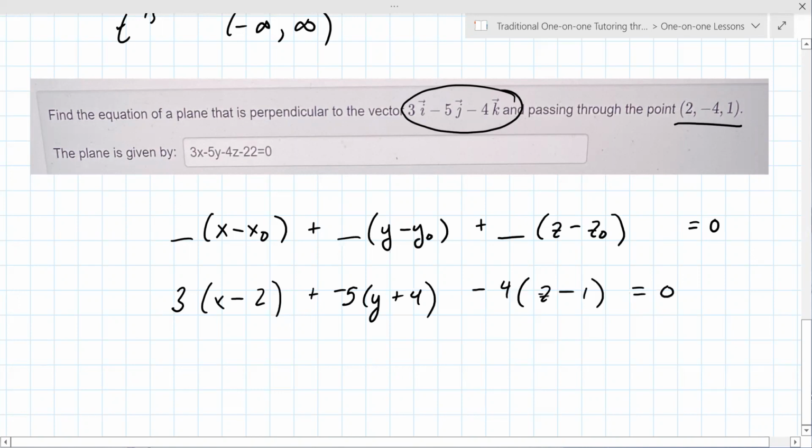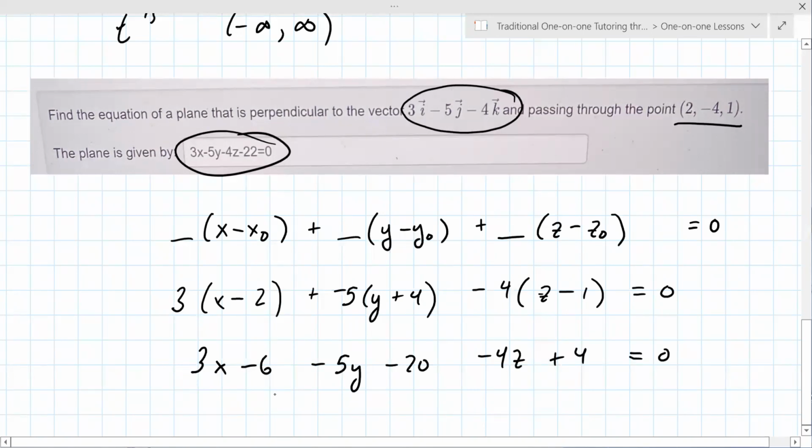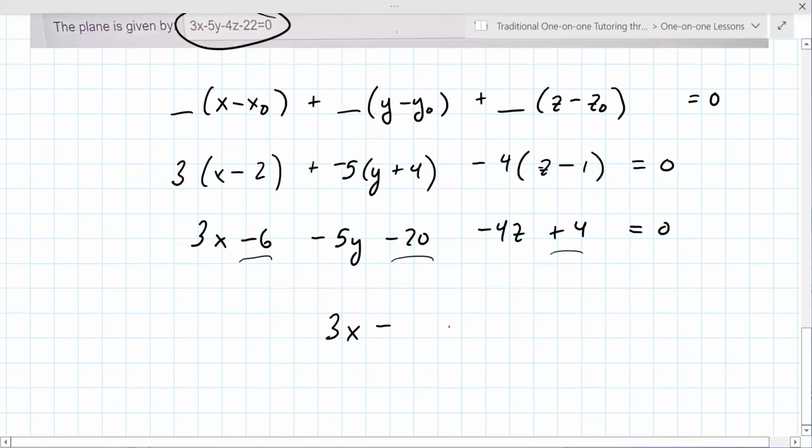And then how did you get this? You simplified. I would be okay with you leaving it like this, kind of like point slope form. But you can see here, 3x minus 6 minus 5y minus 20 minus 4z plus 4 equals 0. When you combine your constants, that's how you came up with the minus 22. Yeah, that's the part I couldn't remember how I did. And sometimes the 22 is on the right hand side.